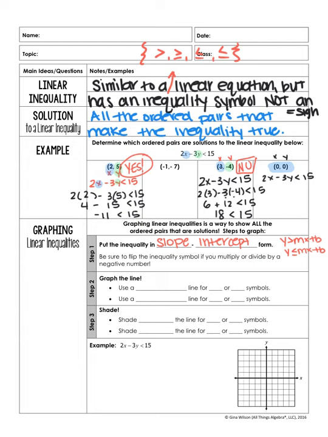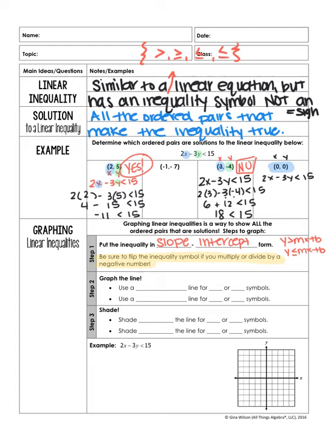All right, it says be sure to flip the inequality symbol if you multiply or divide by a negative number. We talked about this when we did inequalities a little bit ago. When you're solving for y, if you end up multiplying or dividing by a negative number, you need to make sure it flips your inequality symbol.